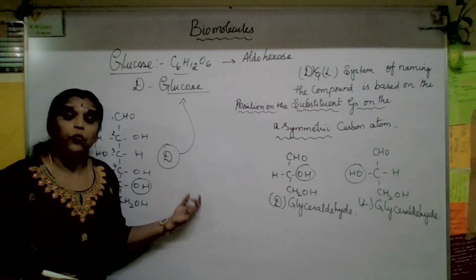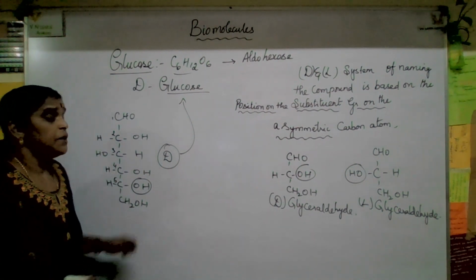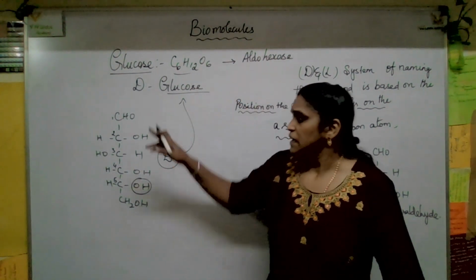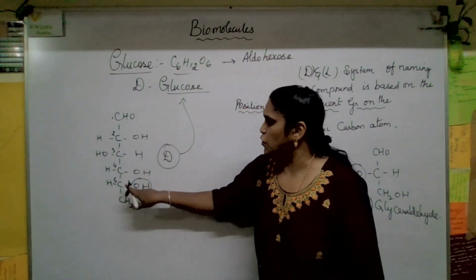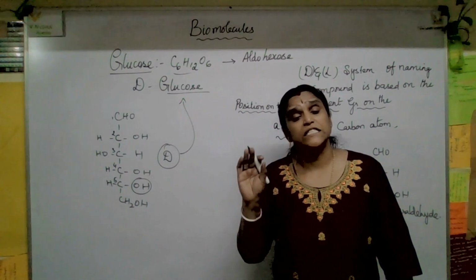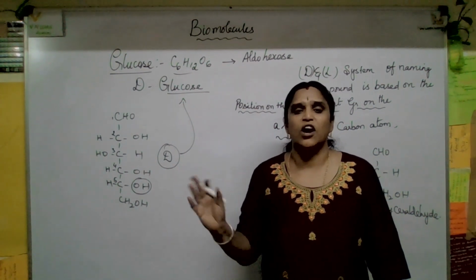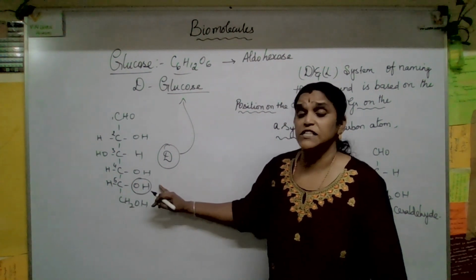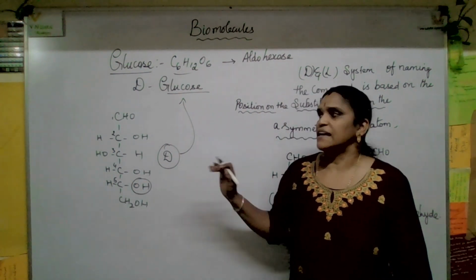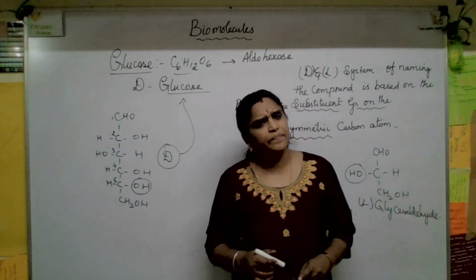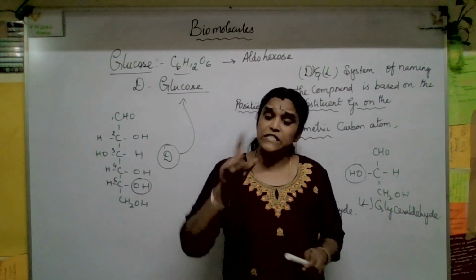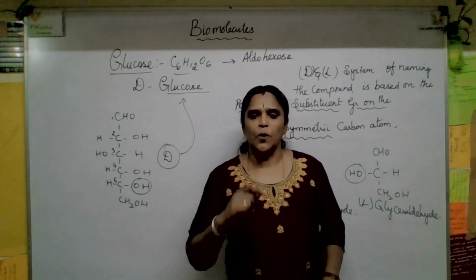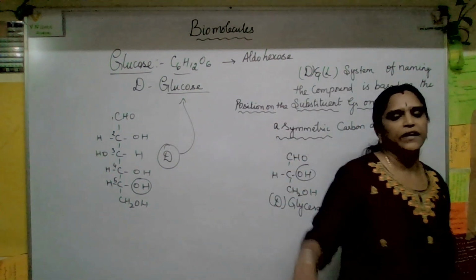Hope you're clear with it. Why do we say it's D-glucose? Because of the asymmetric carbons available, here there are 5: 1, 2, 3, 4, 5. From the highest asymmetric carbon atom only can we give the name. In the fifth carbon the OH group is present on the right hand side, so we can say it is D-glucose. Next we are going to see the cyclic structure of glucose. Hope you're clear with these points. Let us go for another one.